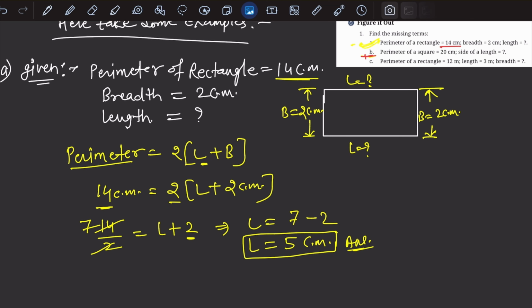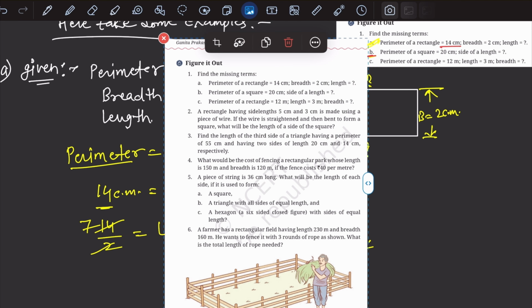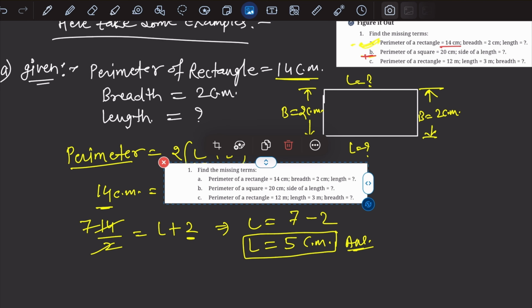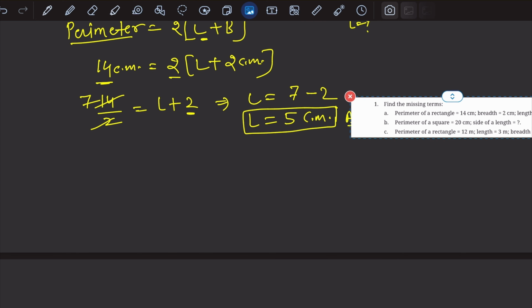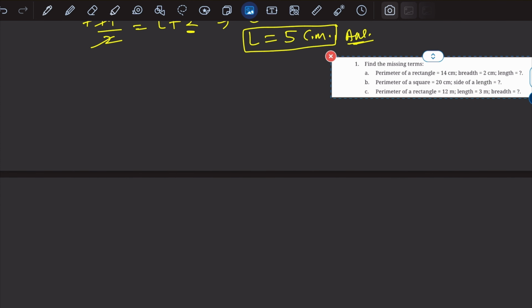Again, I will take the photo and I will crop it again. Okay, now we will calculate the B part.